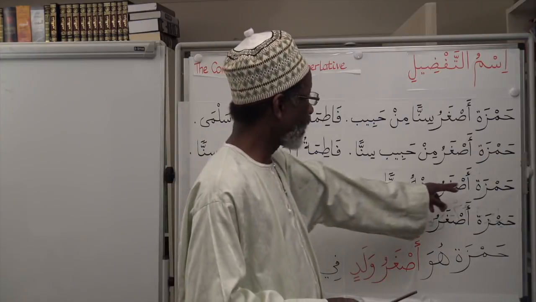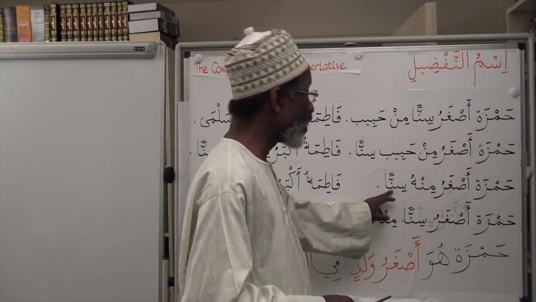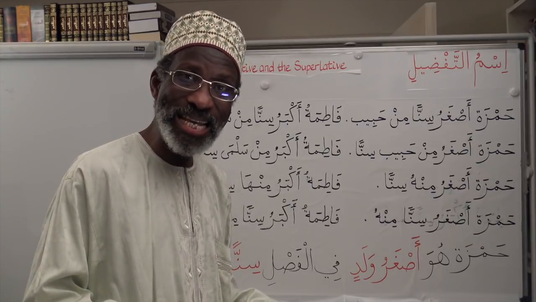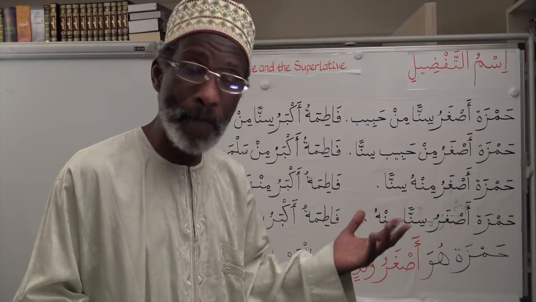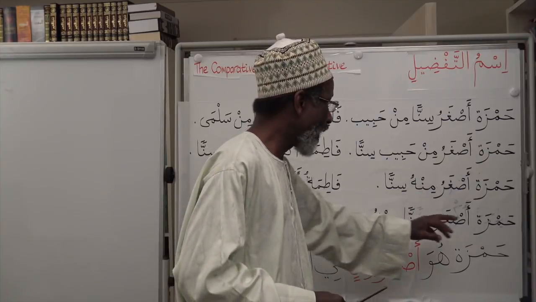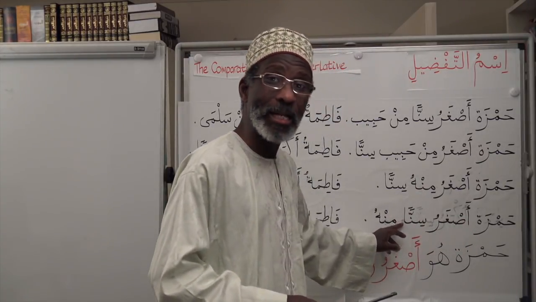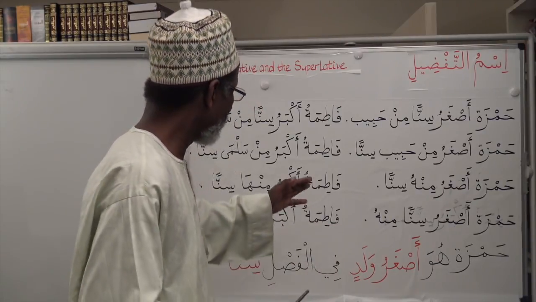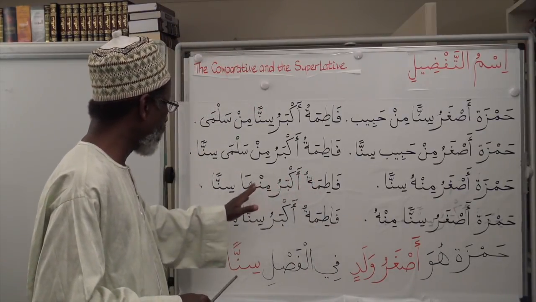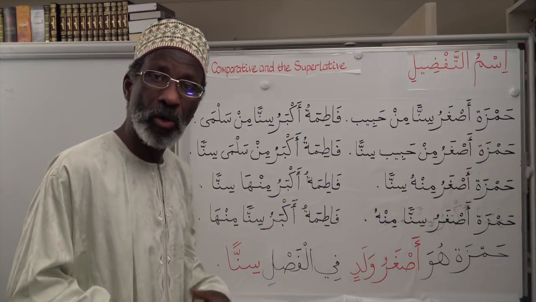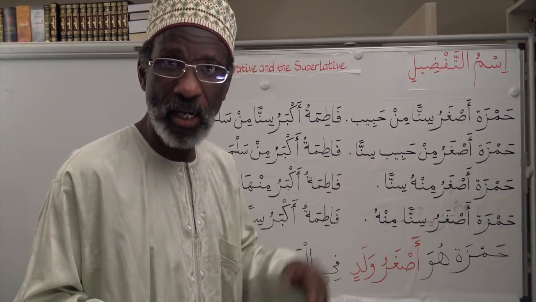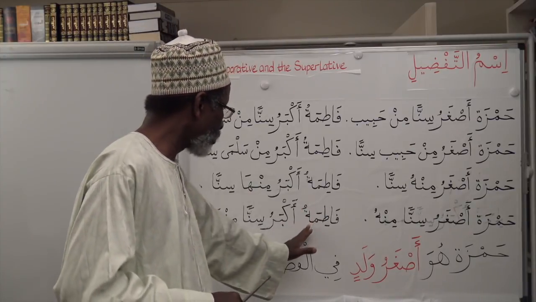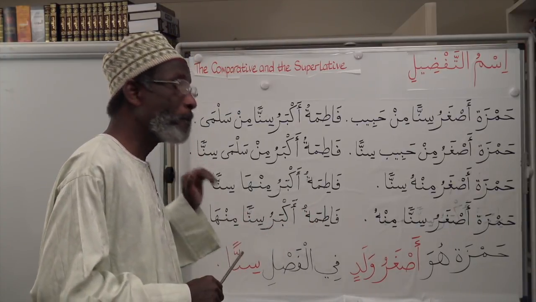Let's go back to this one. Hamza asgharu minhu sinnan. If you use pronoun, Hamza is younger than him. Minhu. Hamza asgharu sinnan minhu. Hamza is younger than him. Feminine, Fatima akbaru minha. Fatima is older than her, whoever that her is. Sinnan in terms of age. Fatima tu akbaru sinnan minha.